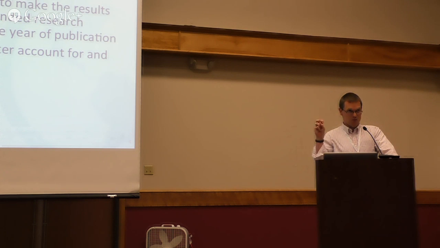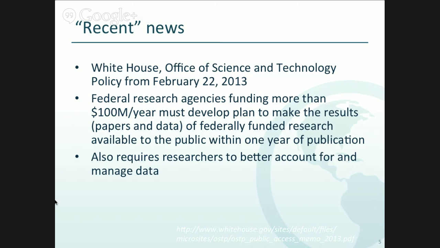Some so-called recent news, which is from a while ago: the White House Office of Science and Technology Policy came out with a memorandum in February of 2013. It said that all agencies with over $100 million annual budgets would be required to make the results, the papers, and the data publicly available within 1 year of publication. A while later, we're still figuring out how to deal with that. But it's a major statement indicating that researchers need to better account for and manage their data, and it's not just about the publications. So again, it's a reason the DMP tool has done what it's done.